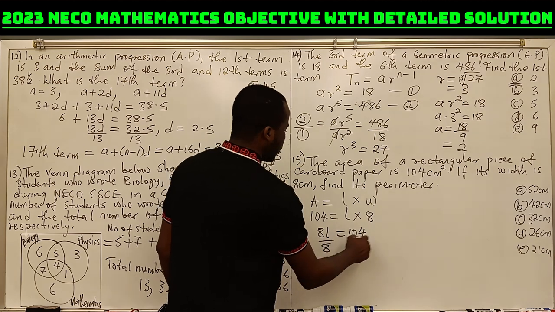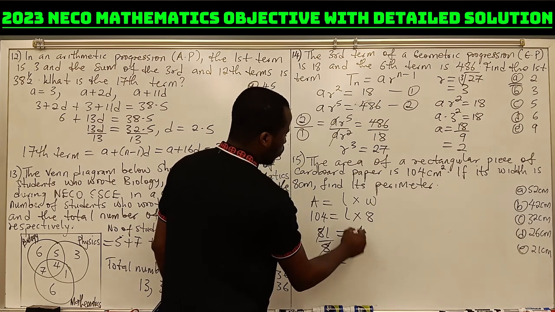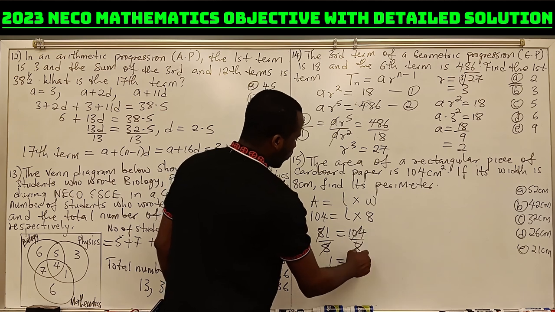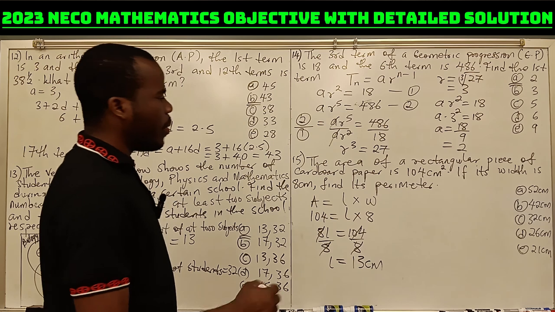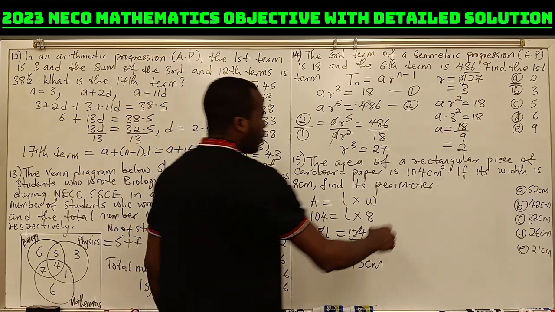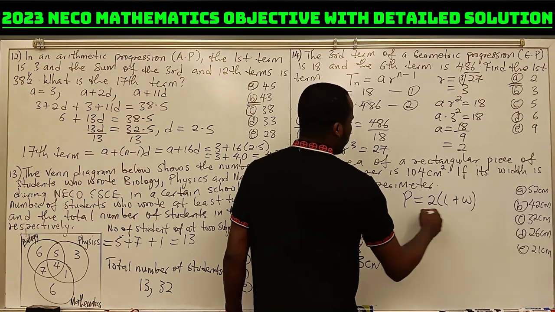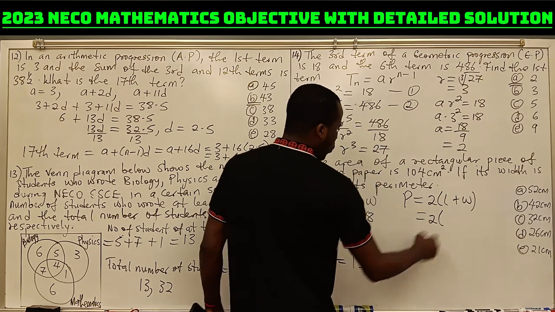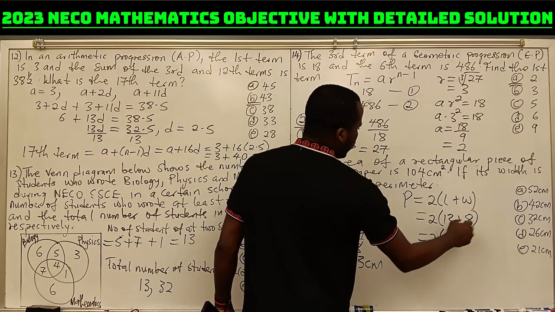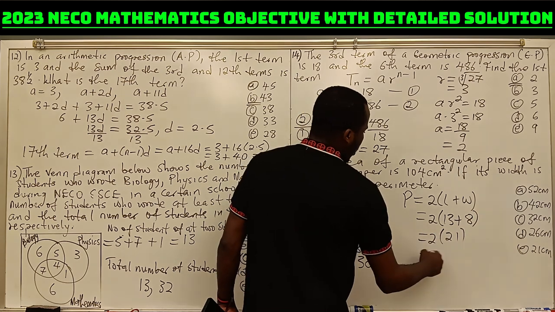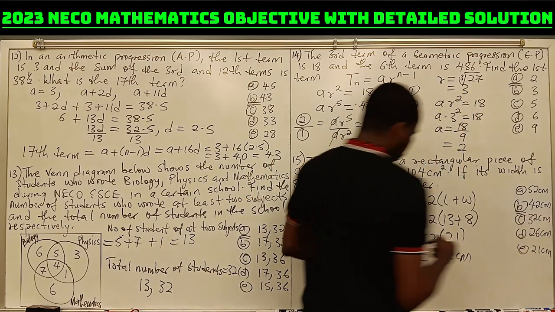Divide both sides by 8. L will be 13. L is 13 cm. But what we are looking for is the perimeter. What's the perimeter of a rectangle? The perimeter is given as 2 times length plus width, which is 2 times 13 plus 8. 13 plus 8 is 21, and 2 times 21 is 42 cm, which is B.